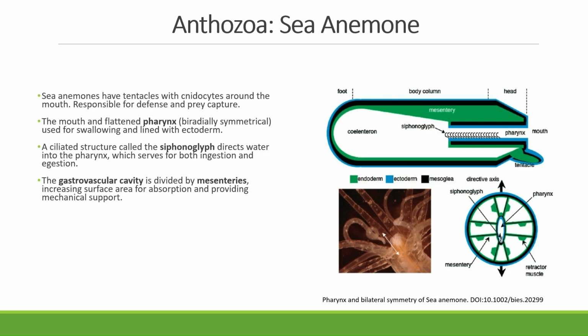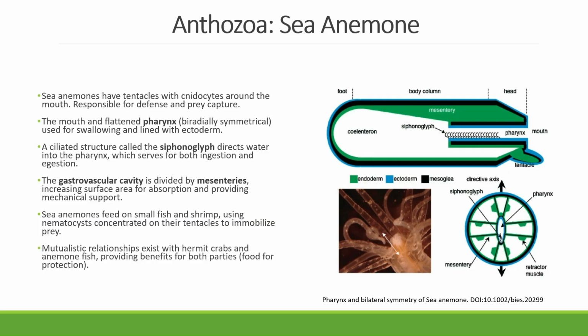Many sea anemones also form mutualistic partnerships. Some live with hermit crabs, trading food for protection. Others host clownfish, which gain safety from predators while defending the anemone in return. And this relationship shows how even a simple polyp can participate in complex ecological interactions.